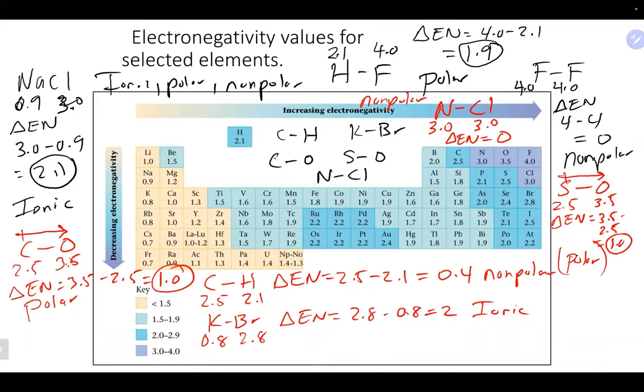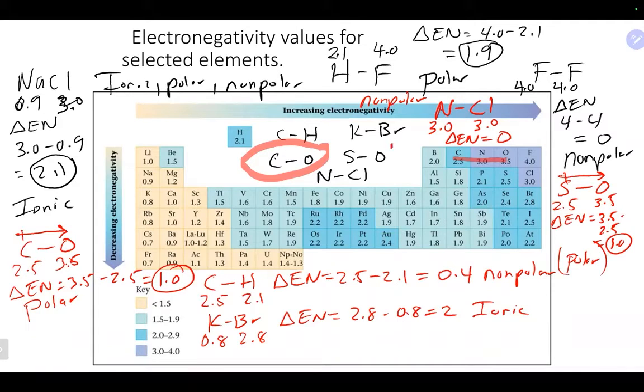Now, do you always need the values? The answer is no, you don't always need the values. You could use the general trend in electronegativity to make a pretty educated guess. For example, carbon and oxygen, they are in the same row here, right? And electronegativity increases to the right, which means because oxygen is further to the right, it is a safe bet that that's going to be a polar bond, with the oxygen being more electronegative. So if you're comparing two things that are in the same row, the one further to the right will be more electronegative, and that probably will be a polar bond in most cases.